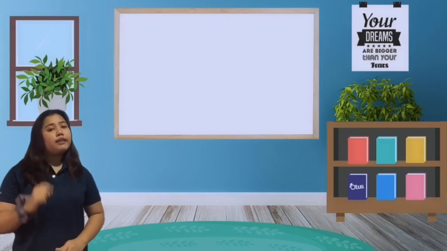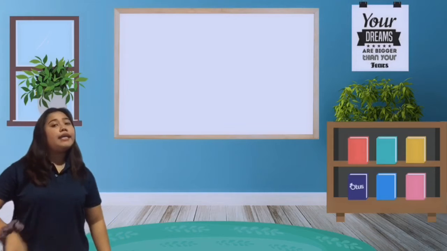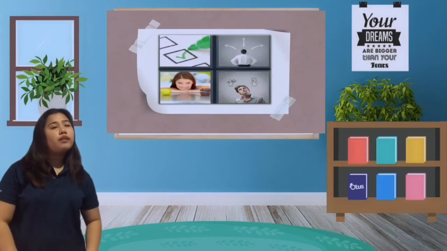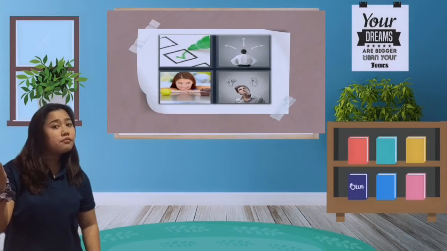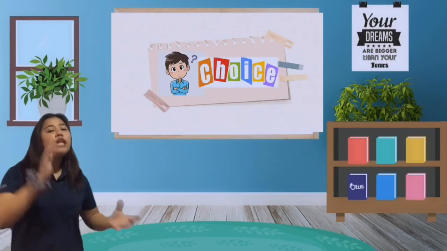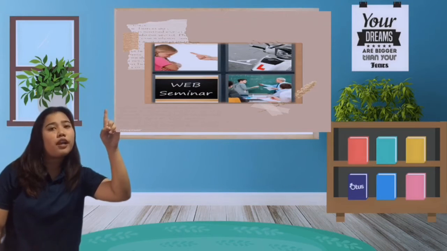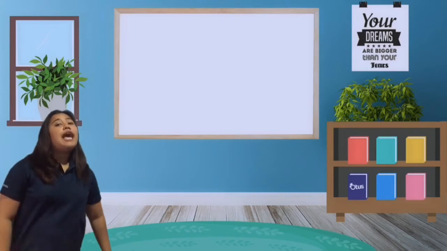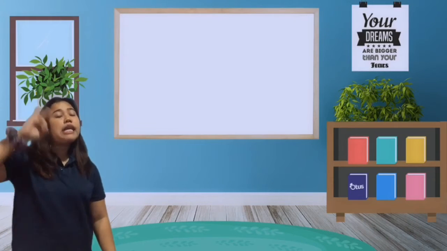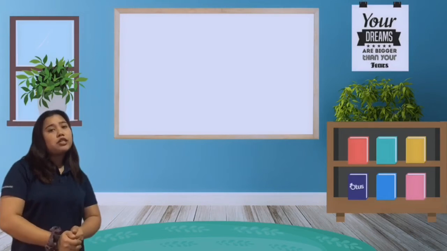Picture number 1. Anyone who wants to answer? Okay, it is feedback. Picture number 2. Okay, it is choice. So last number, picture number 3. Who wants to answer? Very good. It is lesson. So feedback, choice, lessons are the words that are connected to our discussion for today.